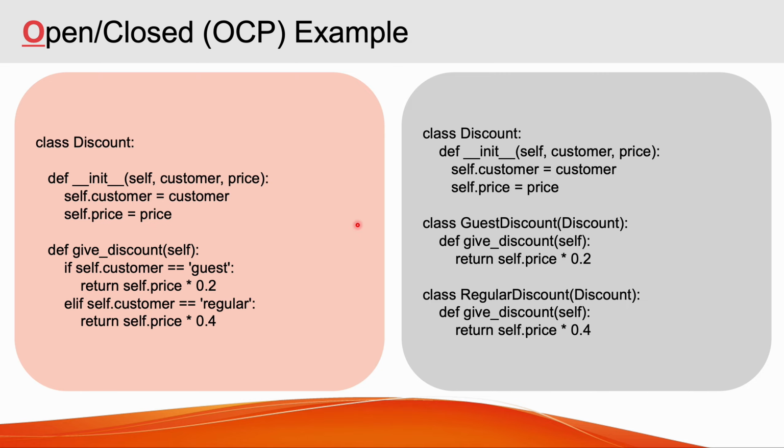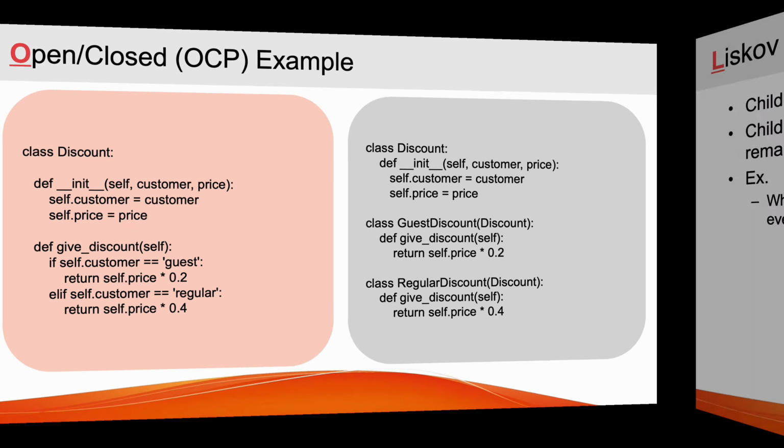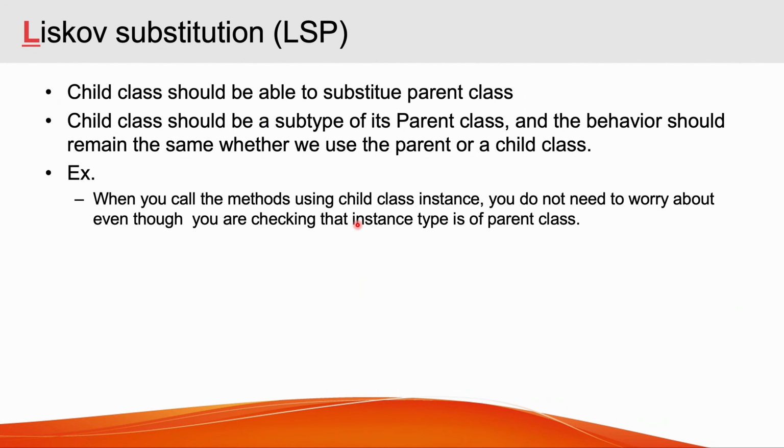Okay, so let's go to the next principle, that is Liskov substitution. In Liskov substitution, a child class should be able to substitute the parent class. So a child class is basically a subtype of the parent class. Whenever you are using those classes, the behavior should remain the same whether we use the parent or the child class.